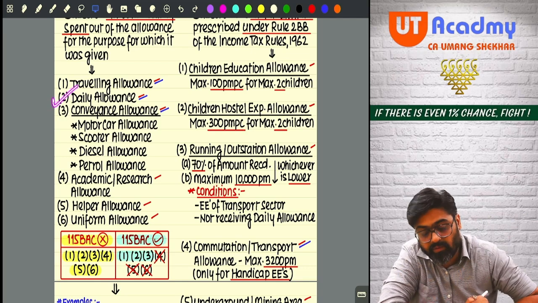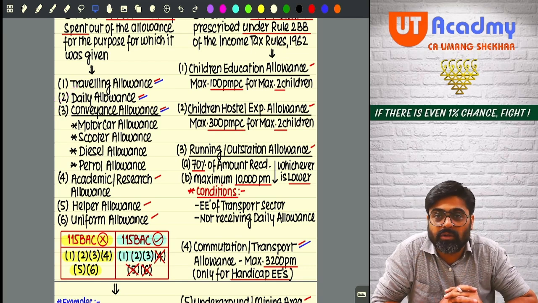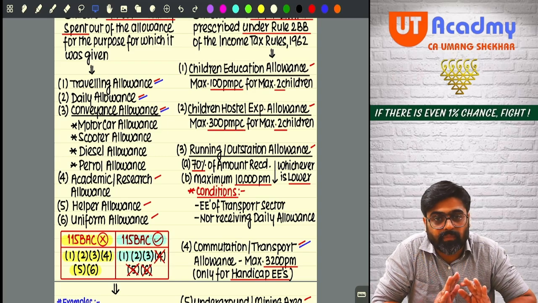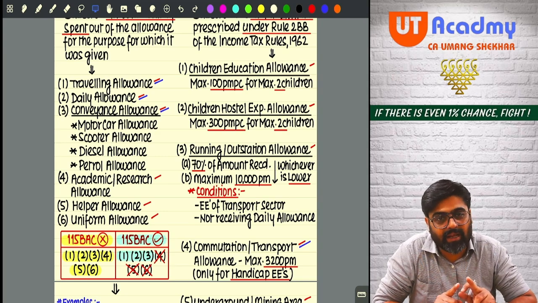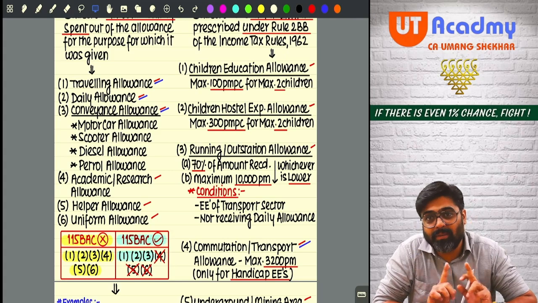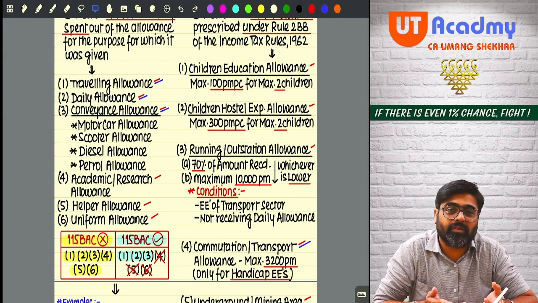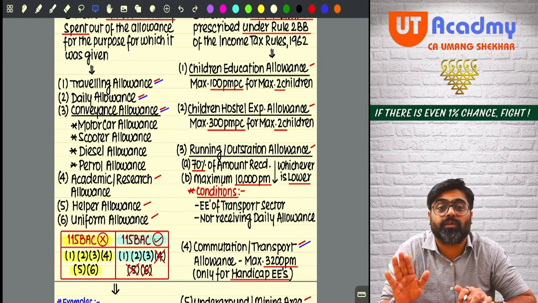Second allowance he can give you is the daily allowance. Which allowance, friends? Daily allowance. Daily allowance is given for the entire month together. See, the name is daily allowance. That does not mean it will be given on a daily basis. It will be given on a monthly basis only, but the amount is given to meet your daily expenses which you might incur in the course of your employment.